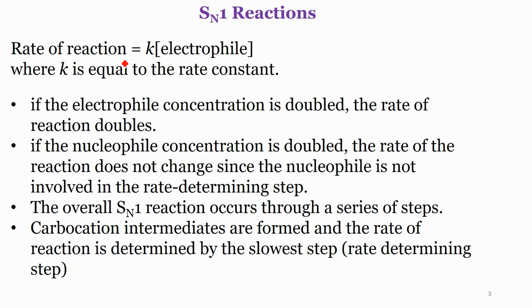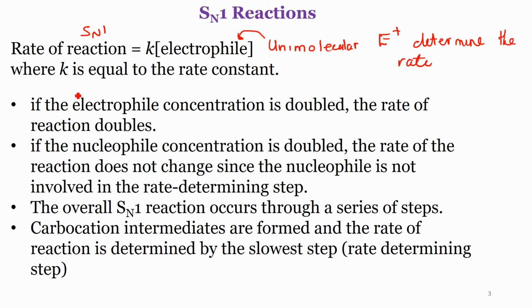So, like I said, the rate of reaction for SN1 is going to be unimolecular. The rate of reaction only involves the electrophile, so that's why SN1 is unimolecular. Only the electrophile determines the rate. So the question will be, well, don't worry about k. k is found from the lab experimentally. So the question is, what will happen if the electrophile concentration is doubled? The rate is going to double. So if you double the concentration of the electrophile, the rate will double.